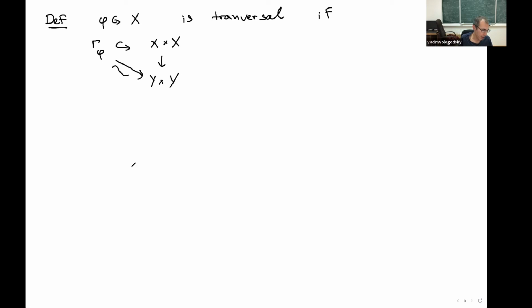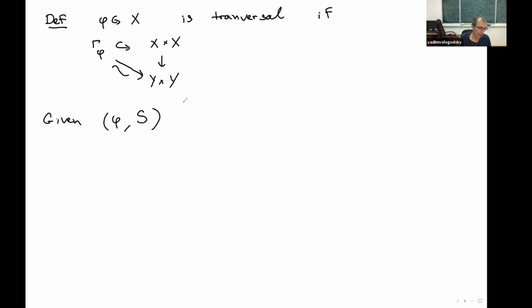For example, the identity automorphism is not transversal, but the automorphism that interchanges xi and yi is transversal. And one can check that every automorphism is a composition of transversal ones. So you construct an action of symplectic automorphisms which are transversal.